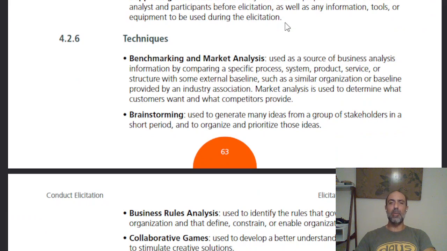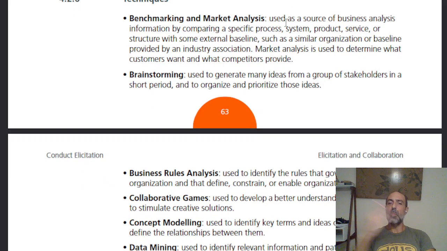Techniques: benchmarking and market analysis. That's beautiful. Used as a source of business analysis information by comparing a specific process, system, product, service, or structure with some external baseline. That's practically benchmarking, such as similar organizations or a baseline provided by the industry association, right? Part of our research might actually be like, these are the limits that we cannot cross, or these are the things that we cannot not do. Market analysis is used to determine what customers want and what competitors provide, depending on your project, naturally.